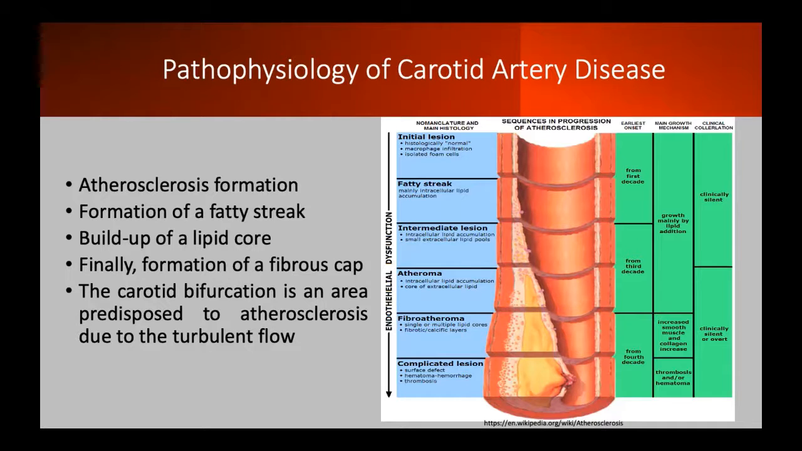There's then a buildup of the lipid core before some smooth muscle proliferation and migration from the tunica media into the tunica intima, which forms the fibrous capsule covering the fatty plaque. The turbulence in the flow of blood at the bifurcation of the carotid arteries is what leads to the predisposition to atherosclerosis, as it leads to more endothelial damage at that specific area.